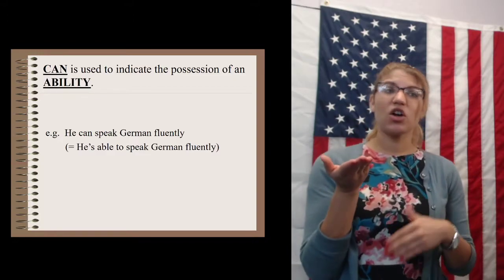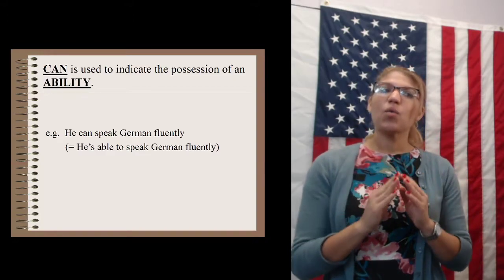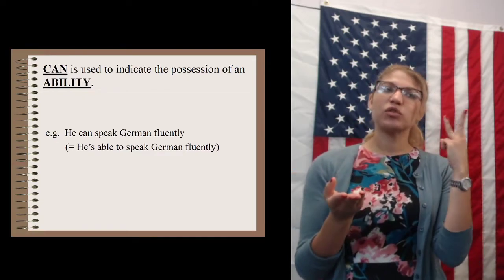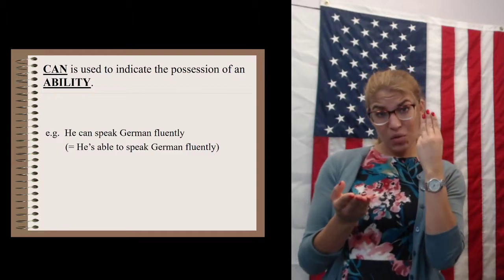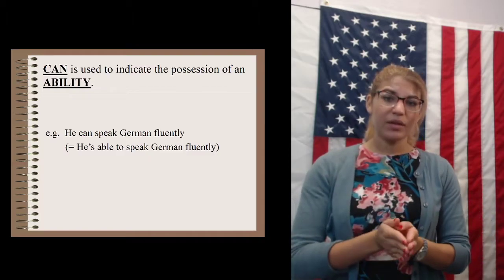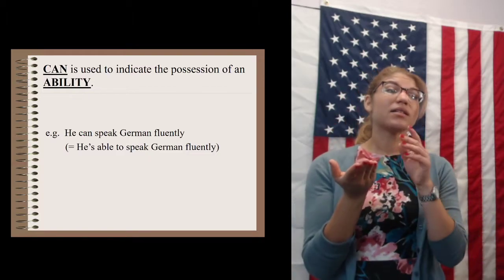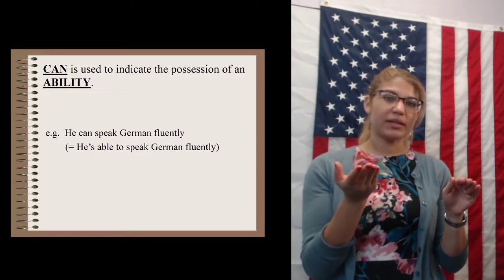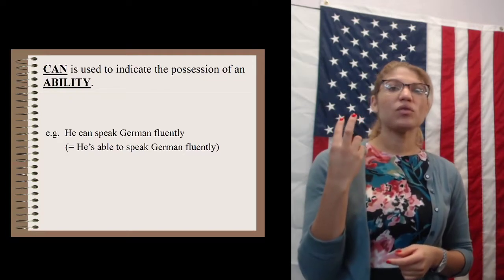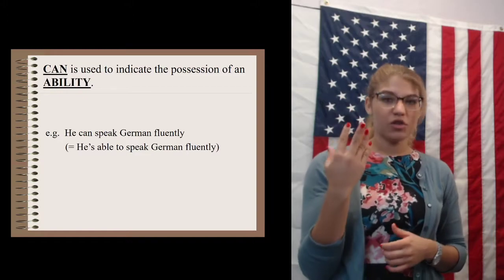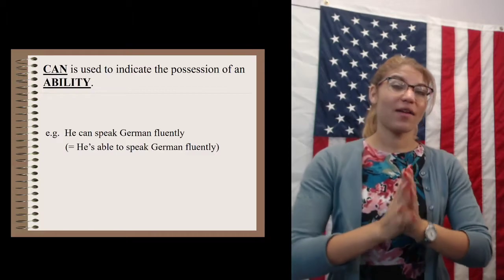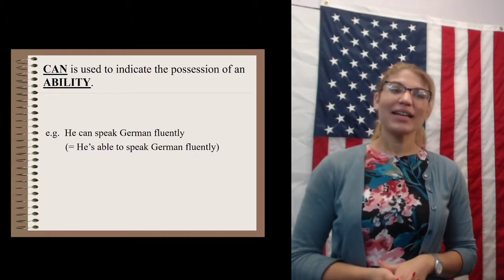Because can is talking about your ability, when we say can, we can equally say is able to, but we must say those three words together. So, for example, he can speak German fluently is equal with he's able to speak German fluently. Much longer, equal, the same, but longer. Next slide.